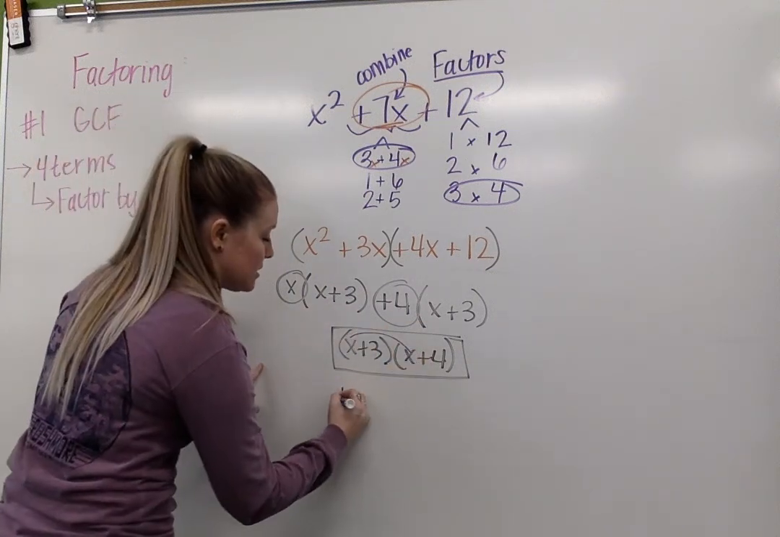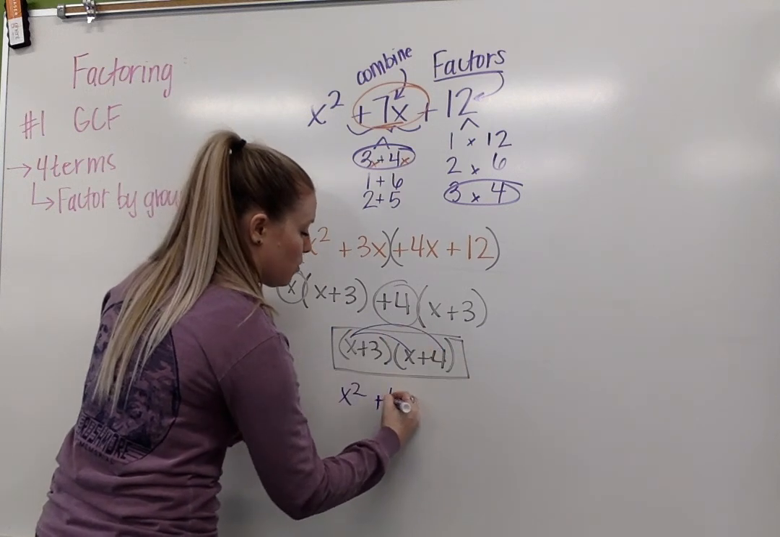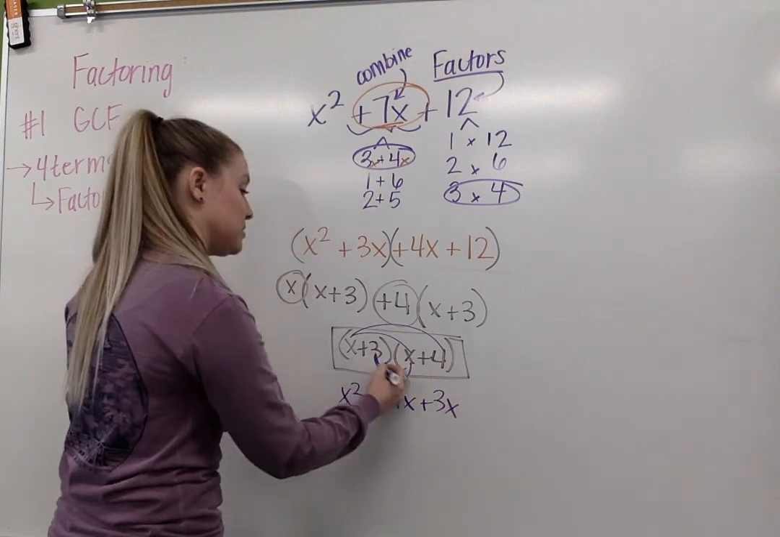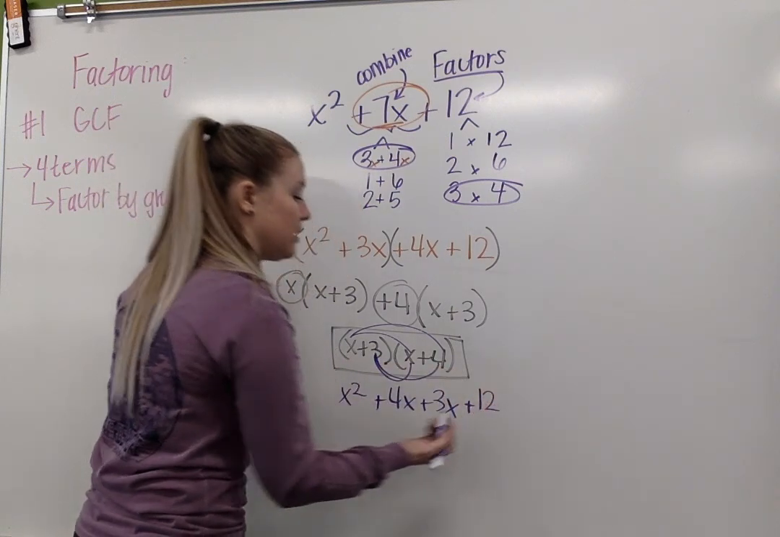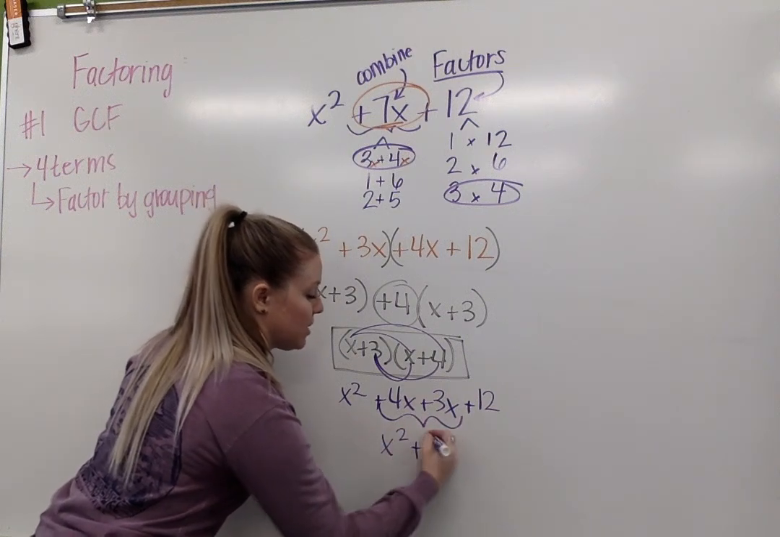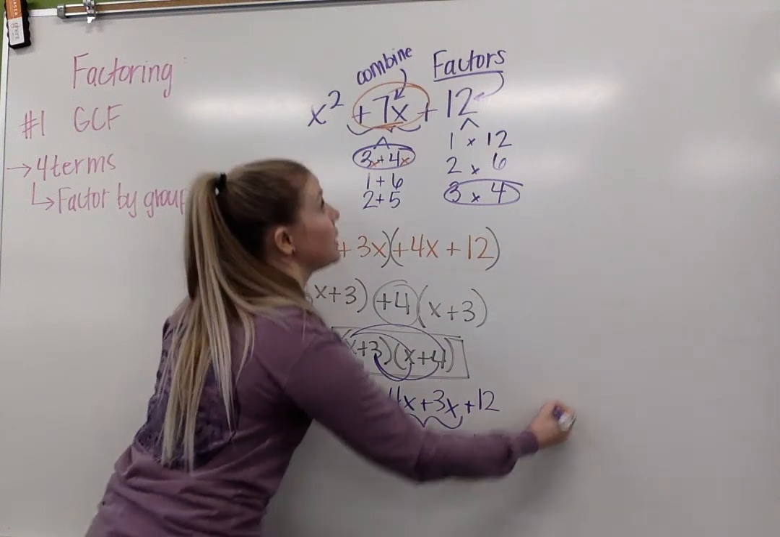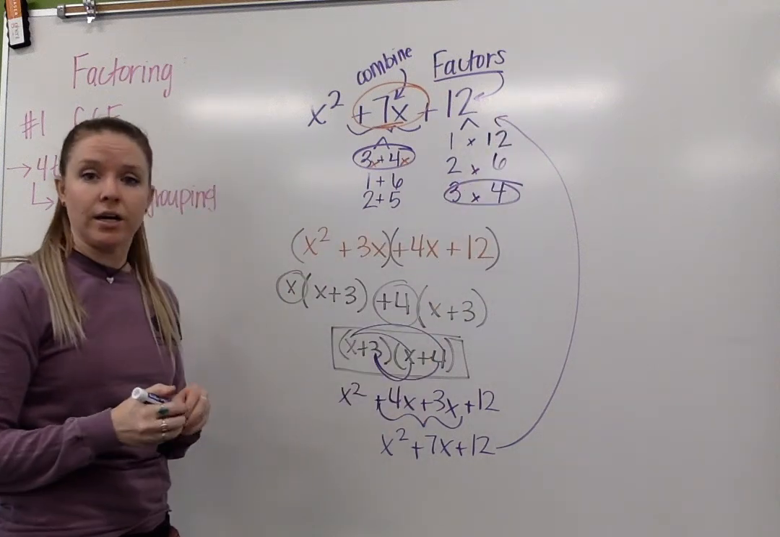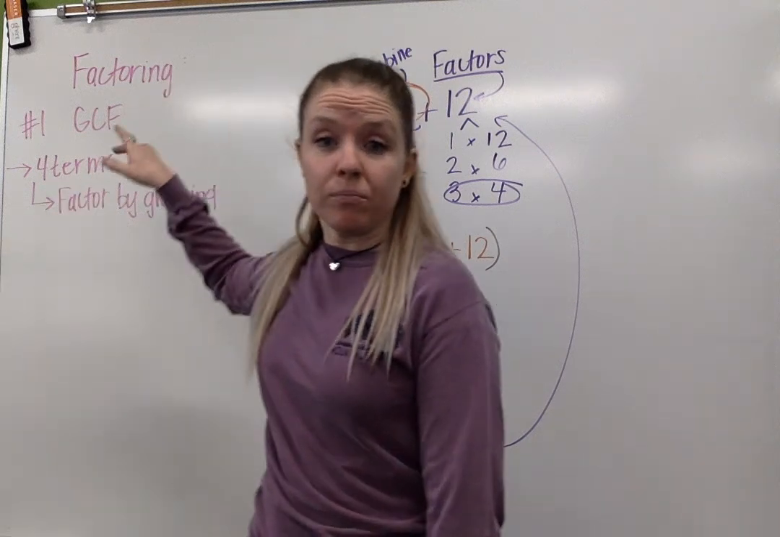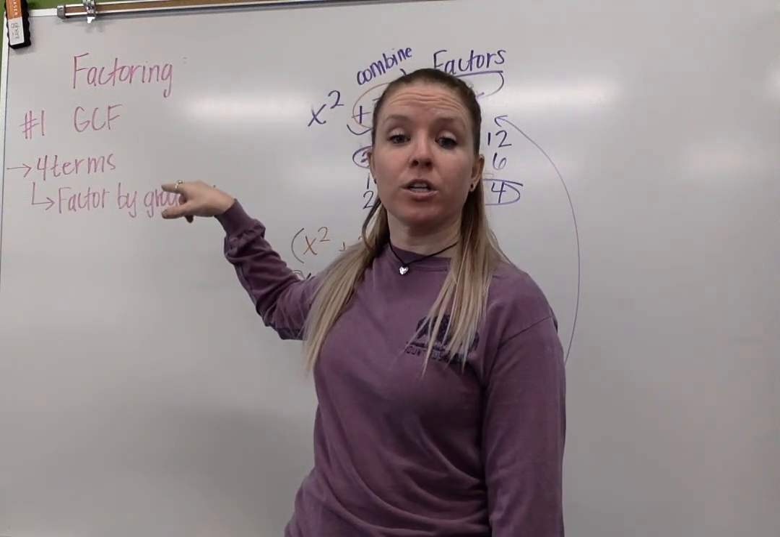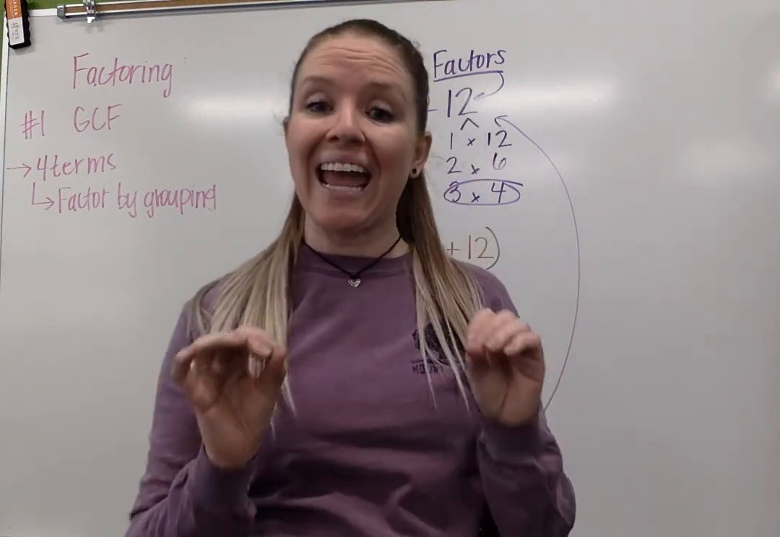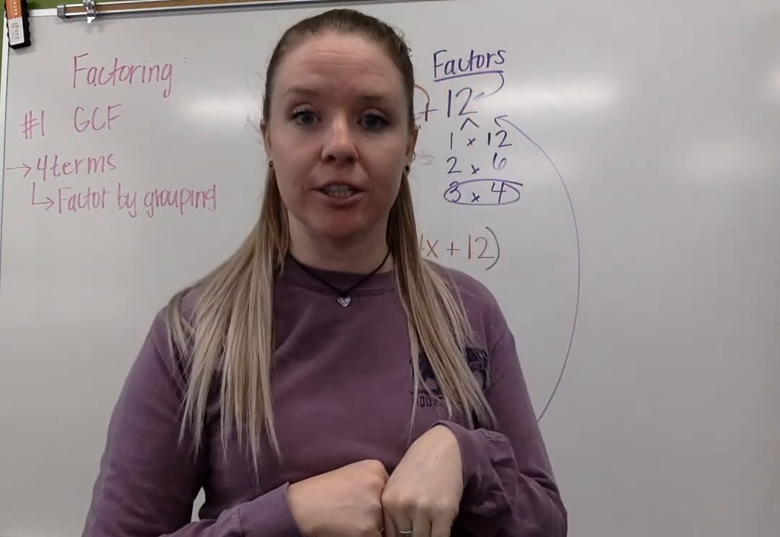x times x is x squared. x times 4 is 4x. 3 times x is 3x. And 3 times 4 is 12. 4x plus 3x gives me 7x, and I am back to where I started. So what happens here: no GCF, we didn't have 4 terms, so we split that middle term, so we have 4 terms and we can factor.